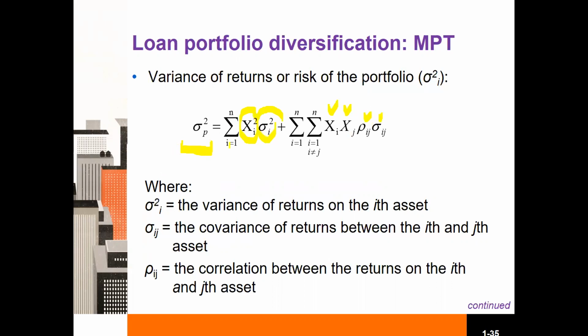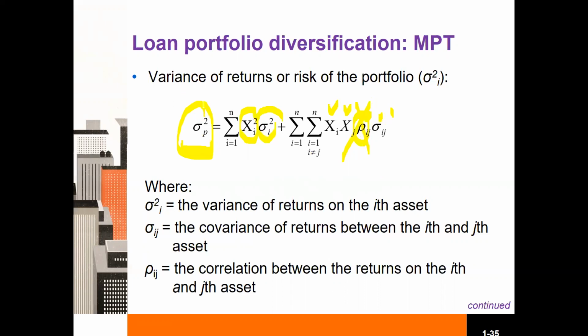So as I said, if this term is not here, then there is no benefit of diversification. In that case, the variance of the portfolio will be the weighted average variance of individual assets. However, as the assets are less than perfectly positively correlated, for example, if this correlation's value is anything less than 1, then the variance will be less than the weighted average variance.